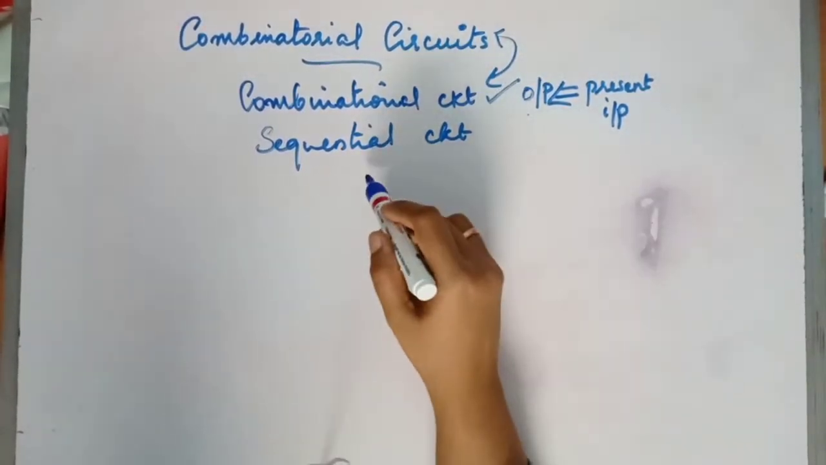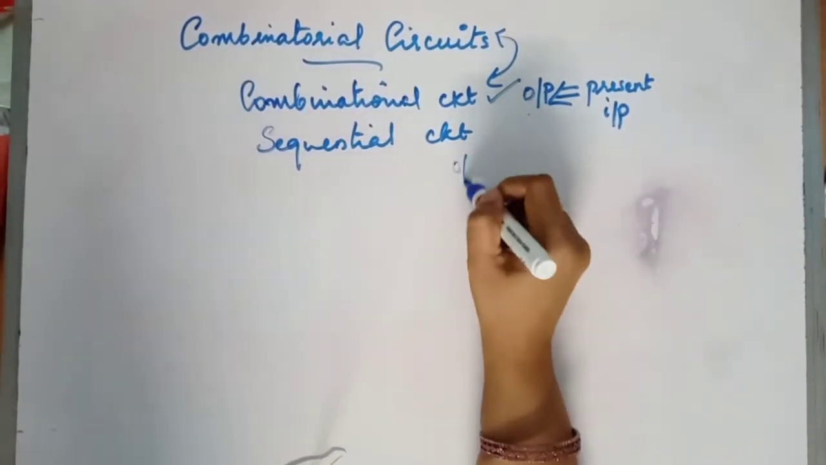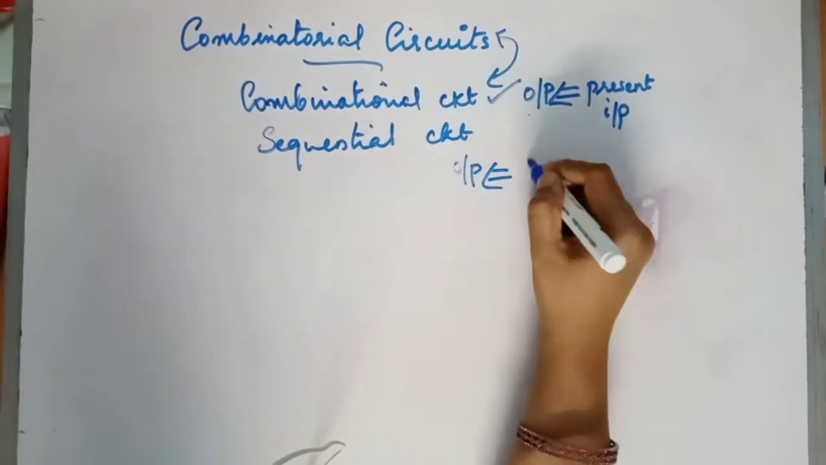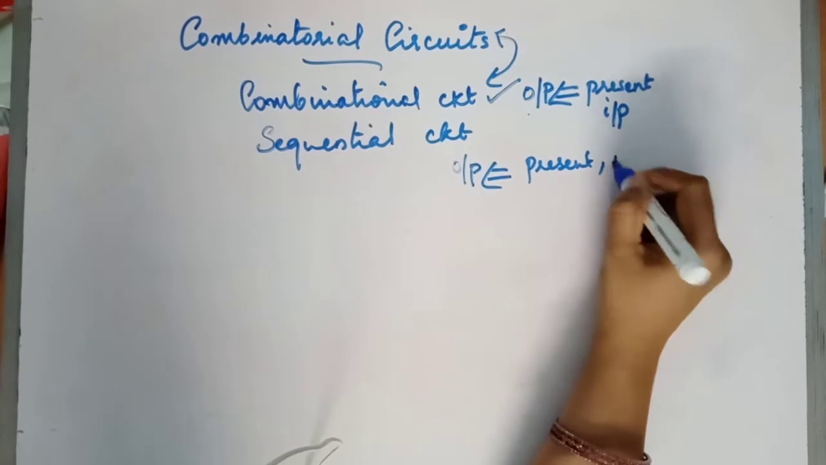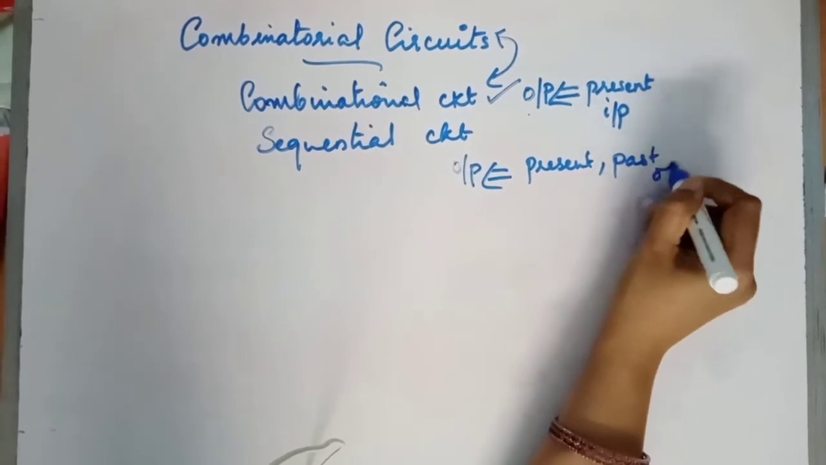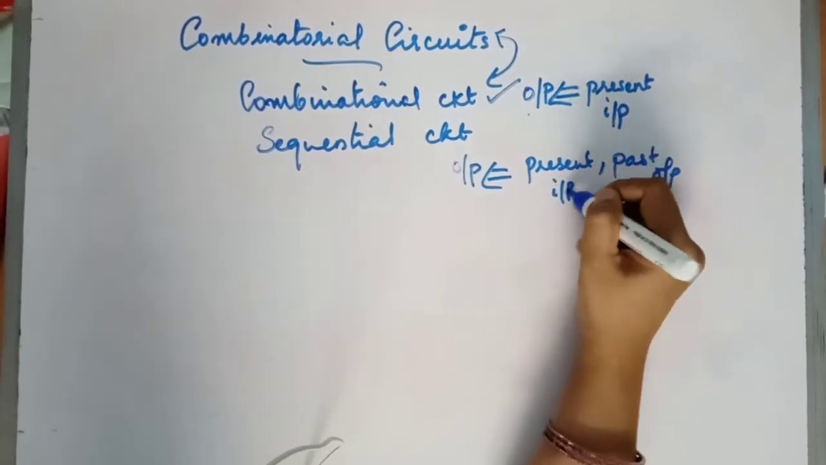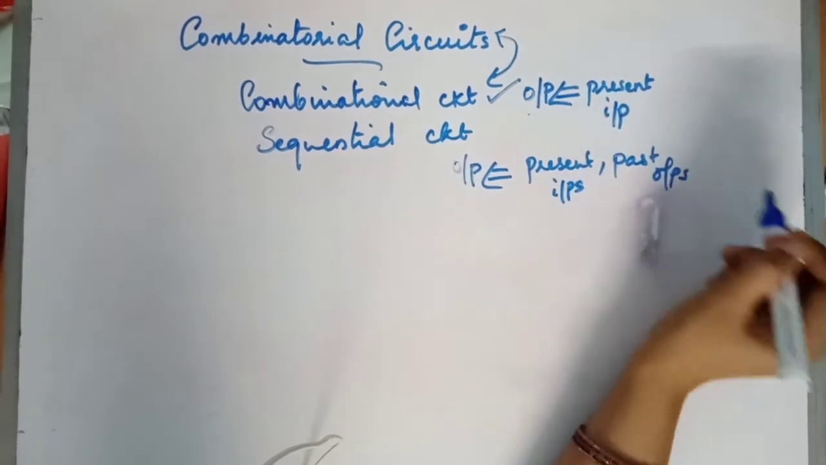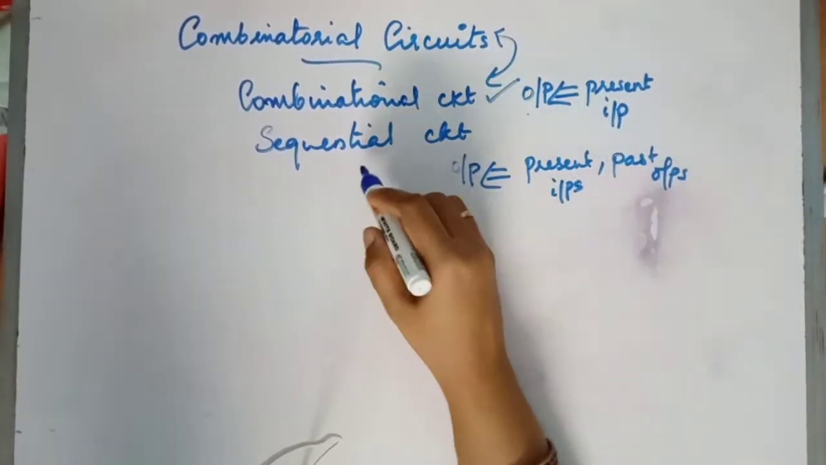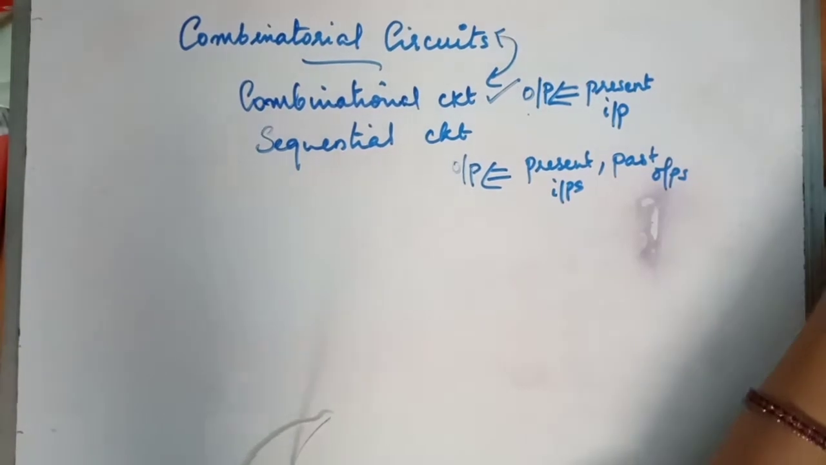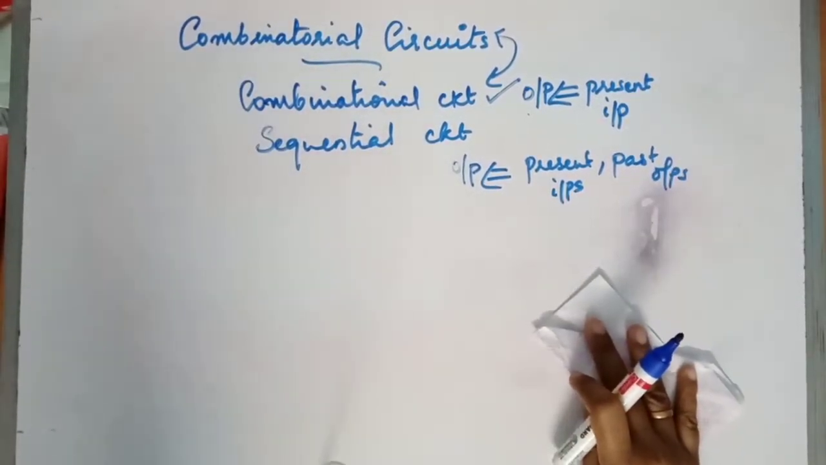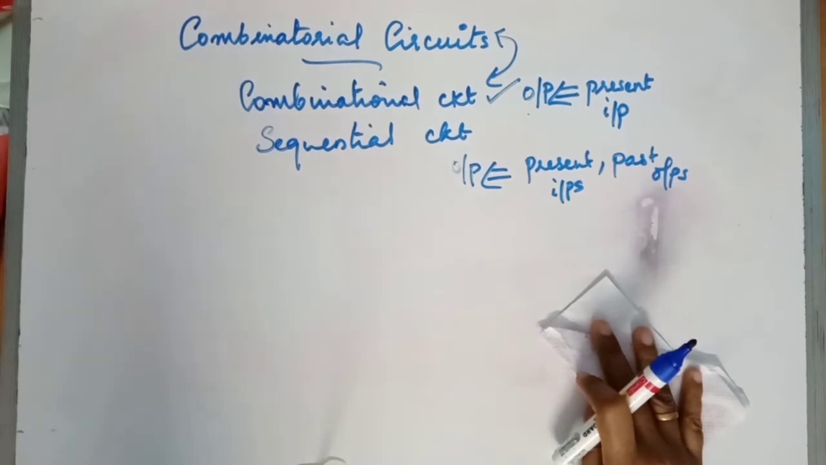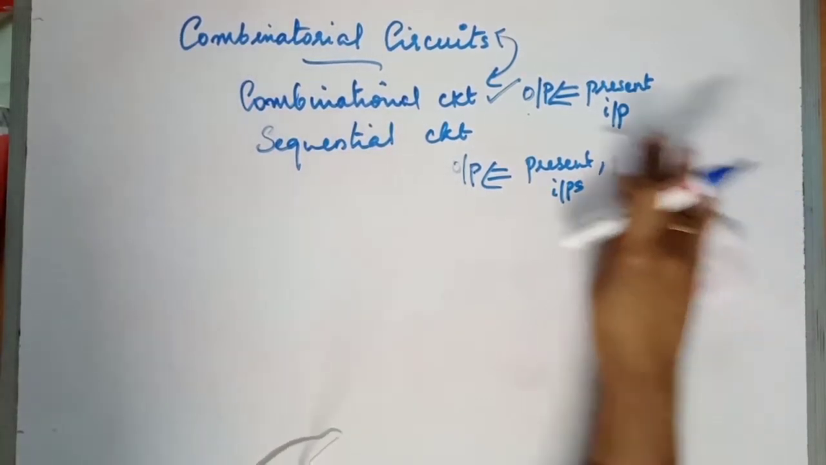In the case of a sequential circuit, the output depends on present input and past outputs. That is a sequential circuit. So that is the main difference between a combination circuit and a sequential circuit. We will deal with it in detail in the coming modules.